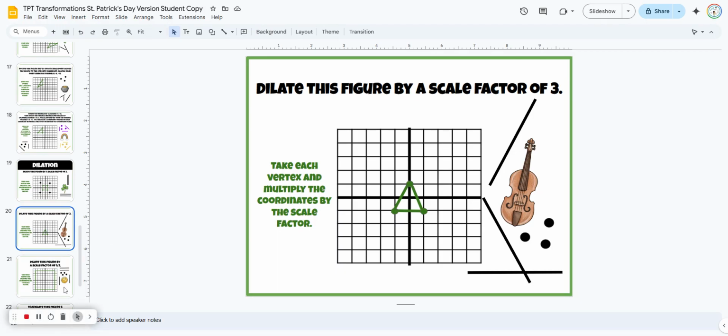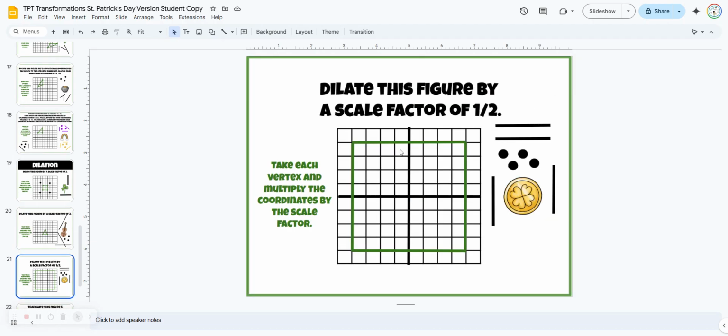And then we have a scale factor on slide 21 of 1/2, which means if it's a scale factor that's a fraction less than 1, that means our new figure is going to be smaller. So they're going to take the coordinates of each of these corner points and multiply by 1/2 or divide by 2.